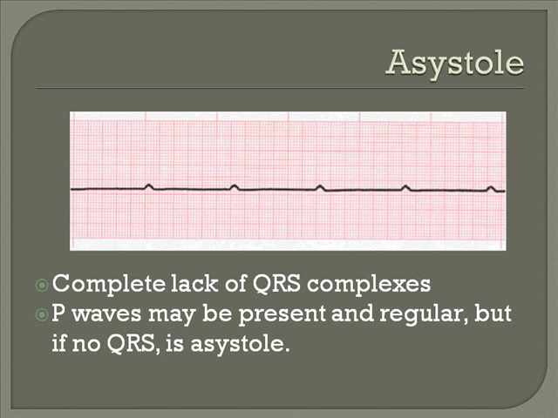Now, this is another fatal rhythm. It's called asystole, sometimes called flatlining. There is absolutely no QRS complexes here. And as you can see in this strip, this particular heart has regular P waves. So this patient may be having atrial contractions, but without the QRS complexes, they are not having any ventricular contractions. So we define the asystole by what the ventricles are doing.